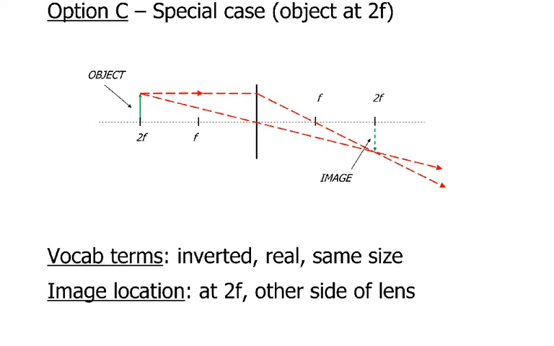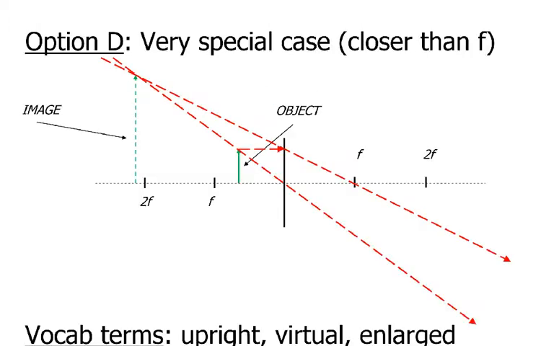So this is interesting case number one, the first special case, which I called option C. The features of the image are what I call vocab terms. It is inverted, it's real, same as the other ones, and the same size. All right, and where is it located? It is at 2F, but on the other side of the lens. Okay, that's option C. Now on to option D.